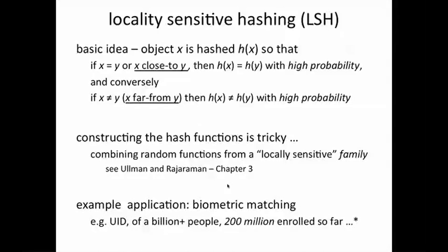An example is biometric matching. In the case of the UID project, for example, more than 1 billion people are going to get biometric IDs. Of these, more than 200 million have already been enrolled. At the same time, let me make the following disclaimer: what the UID actually uses internally is proprietary, and I'm not intending to suggest that they use locality-sensitive hashing. This is merely a motivating example.